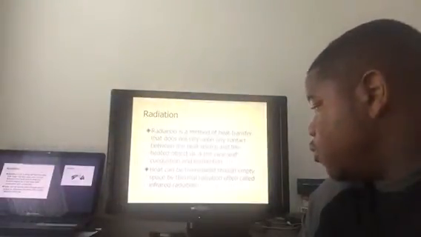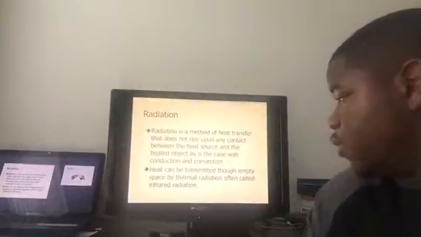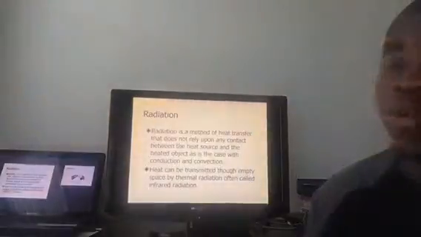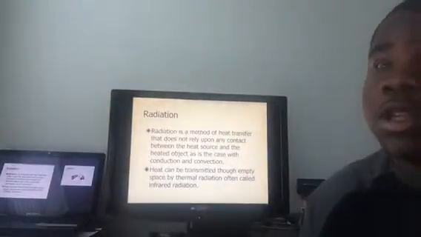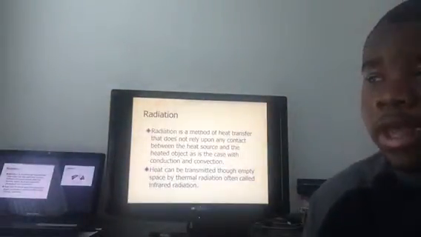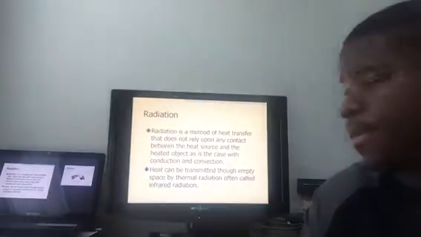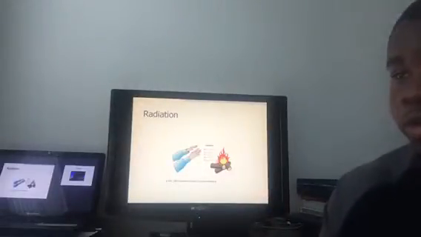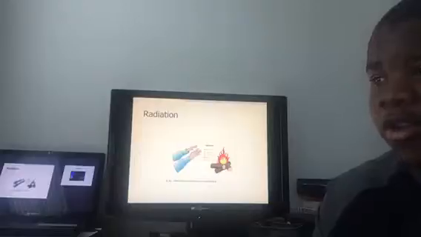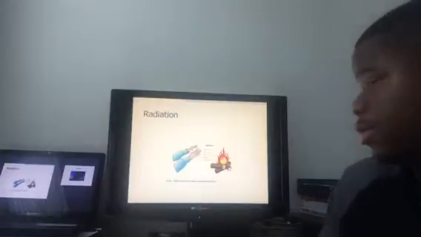Heat can be transmitted through empty spaces by thermal radiation, often called infrared radiation. So we do receive the sunlight, or the heat we receive. That is an example of radiation heat transfer. For example, this diagram shows a campfire, and you warm yourself around it using the radiant heat that's coming from the fire. The energy that's coming from the fire heats you up.